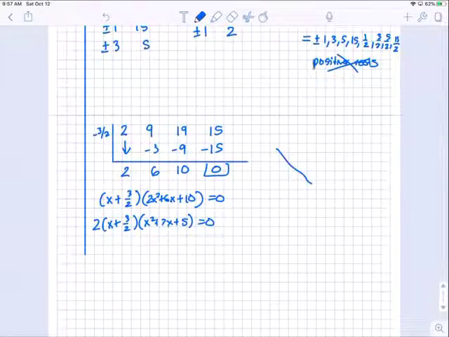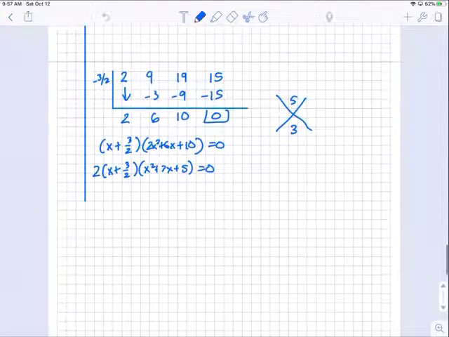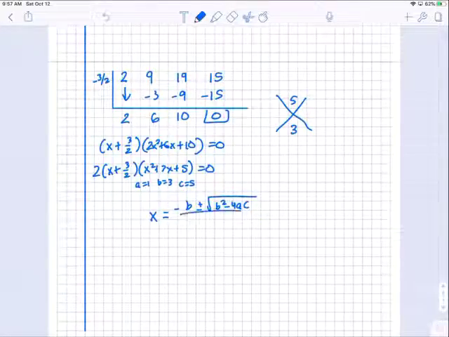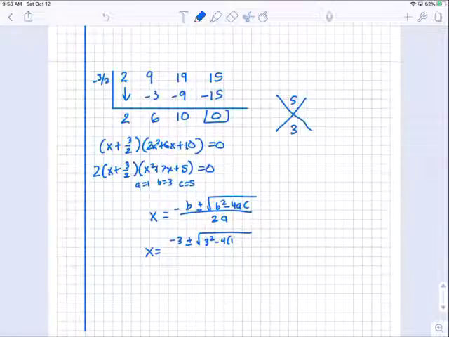Let's see if you can do the x method, and look at that, we can't do the x method either. So this is the first time you are going to use the quadratic formula. A is equal to 1, B is equal to 3, C is equal to 5. And when you do your quadratic formula, x is going to equal -b plus or minus the square root of b squared minus 4ac, all over 2a. x is going to equal -3 plus or minus the square root of 3 squared minus 4 times 1 times 5, all over 2 times 1.